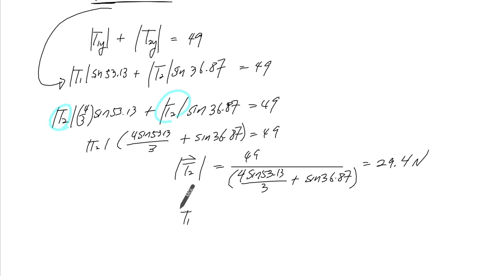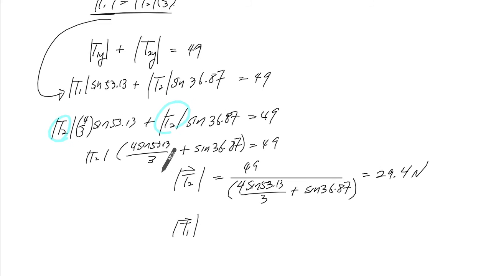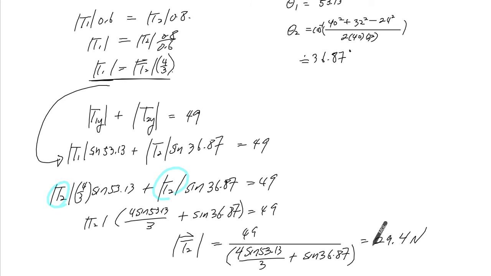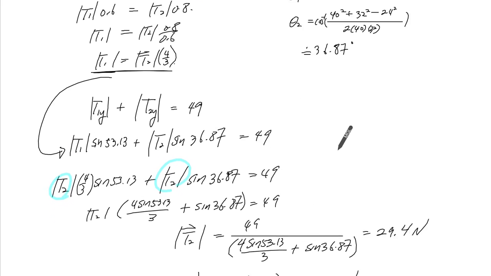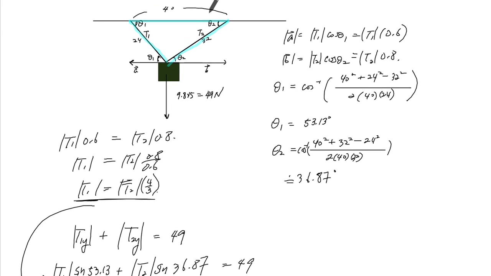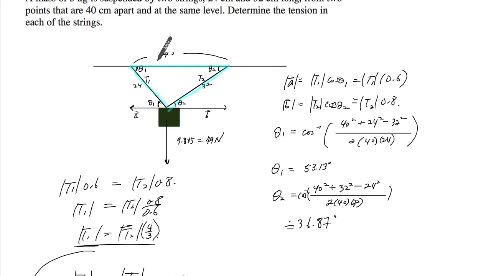So for T1's magnitude, we can go back to here and just multiply by 4 over 3. So it's just 4 over 3 times 29.4, which is 39.2 newtons. Okay, so we have the magnitudes. Of course, we have the angles now, so we have full information about the tension of both strings.